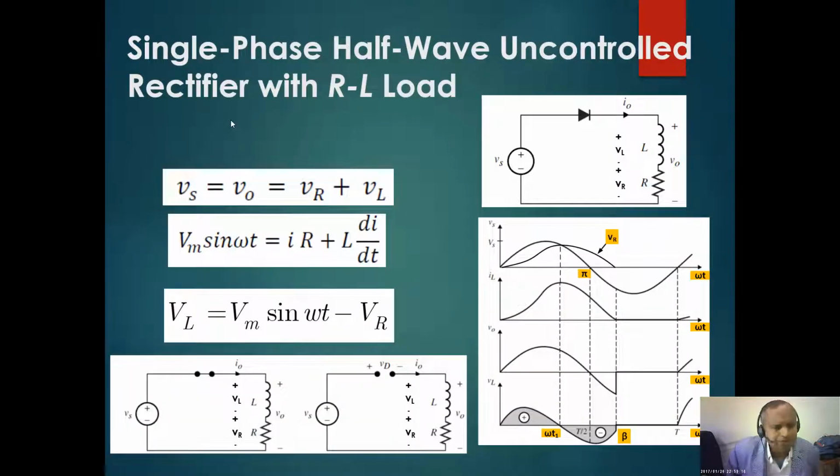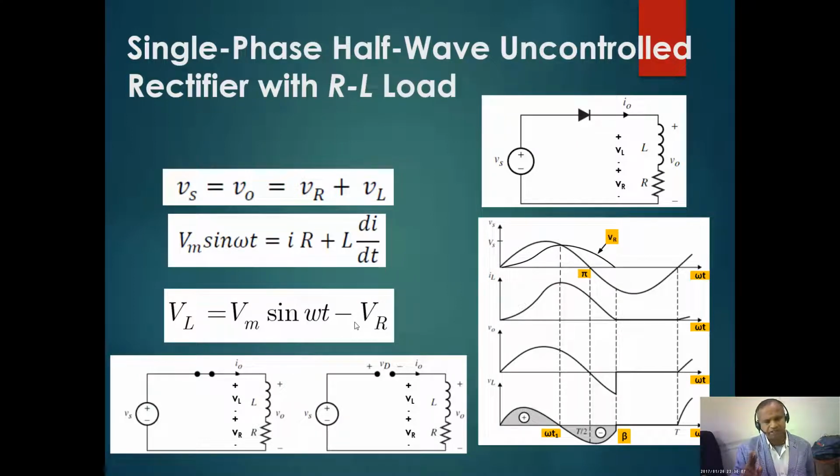Then the same concept we will extend for the uncontrolled rectifier with RL load. So this is my supply voltage, and through a diode it is connected to an R and L load. Across the inductor there is a voltage VL, and across the resistor the voltage is VR. So you can write a simple KVL equation: Vs, or V naught, is equal to VL plus VR. So Vs is Vm sin omega t, which is iR plus L di by dt. So VL is Vm sin omega t minus VR.